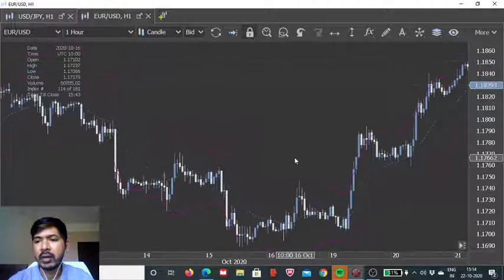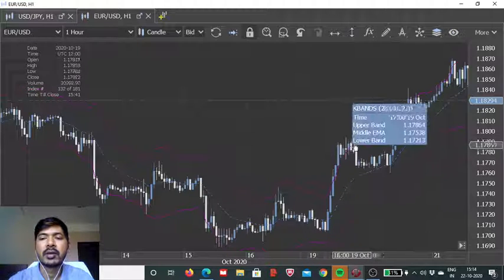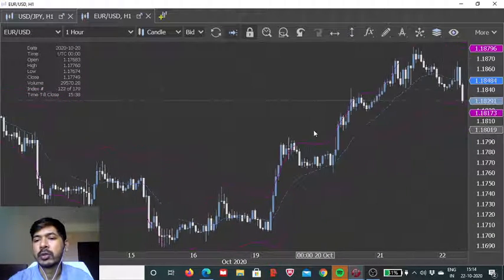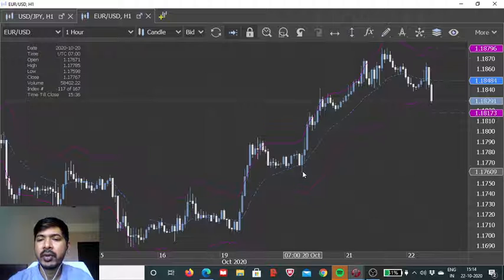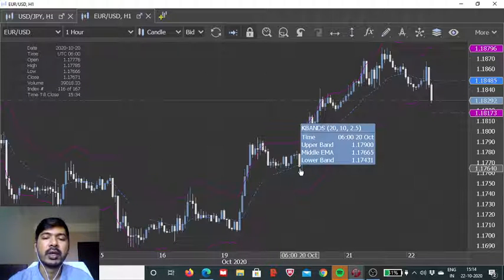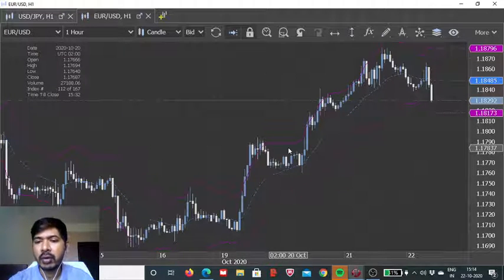You can simply try to get involved against the trend for a scalping kind of opportunity, or you can even trade with the trend with the help of this band. You can try to see that there is a due consolidation, and only after that you want to get involved.